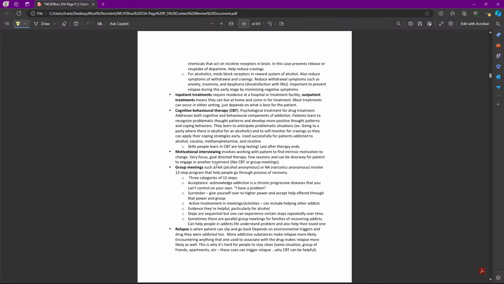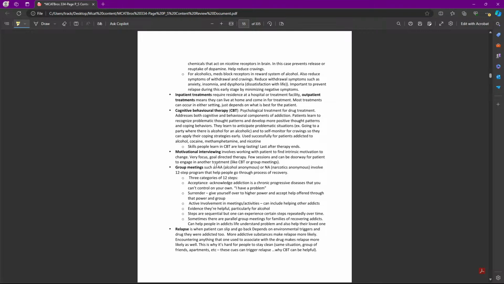Cognitive behavioral therapy is a psychological treatment for drug addiction. It addresses both cognitive and behavioral components of addiction. Patients learn to recognize problematic thought patterns and develop more positive thought patterns and coping behaviors. They learn to anticipate problematic situations and to self-monitor for cravings so they can apply their coping strategies early. It's used successfully for patients addicted to alcohol, cocaine, methamphetamine, and nicotine. Skills people learn in CBT are long-lasting and last after therapy ends.